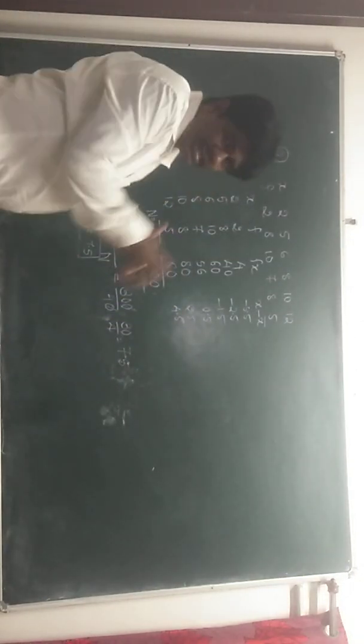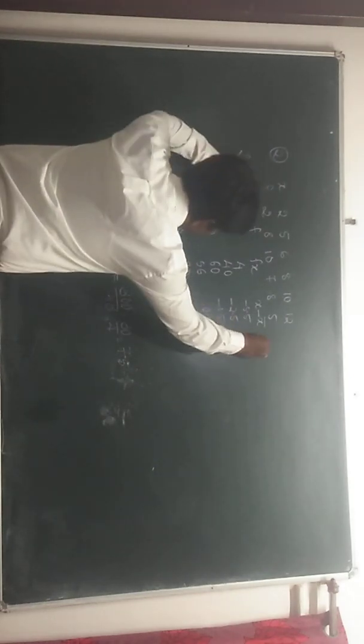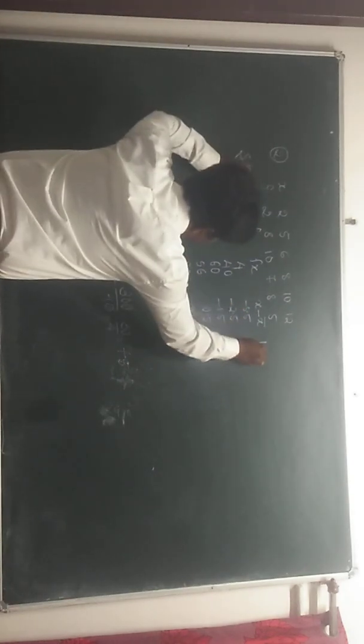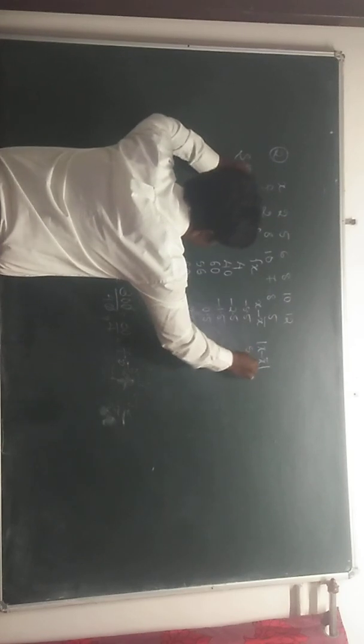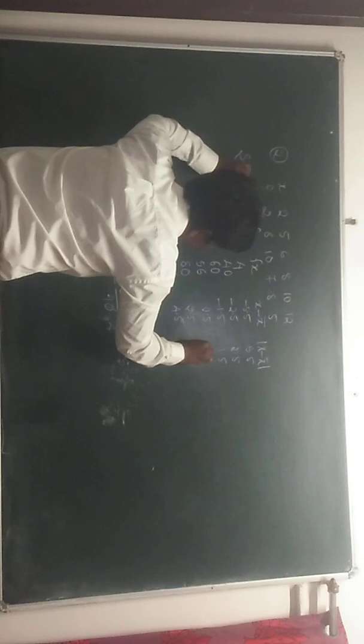Then we need its absolute values. So I am going to find the absolute values of x minus x bar. So we just write the positive values, removing this minus sign like this.